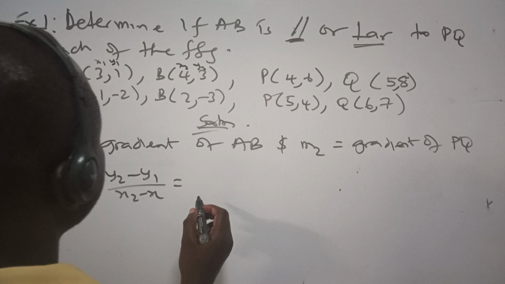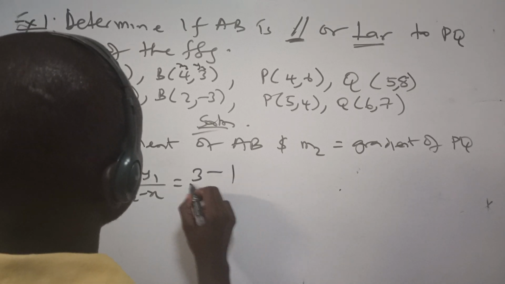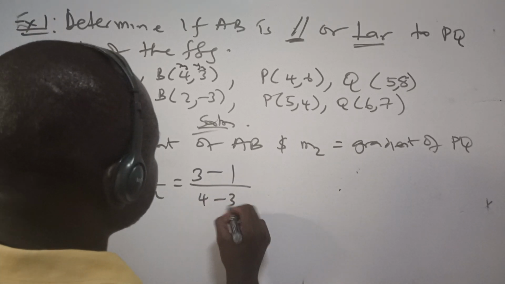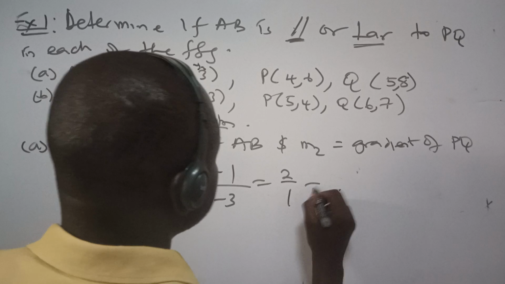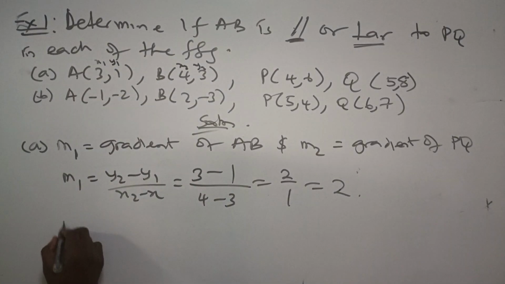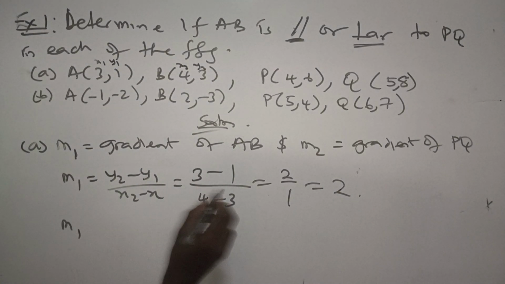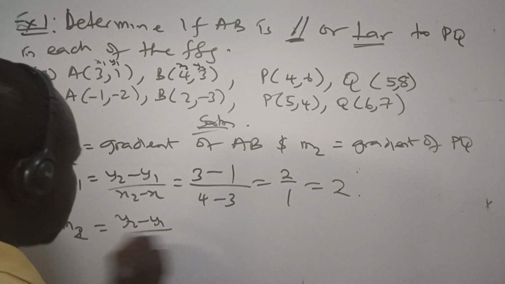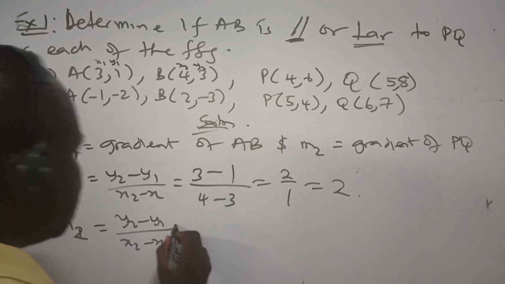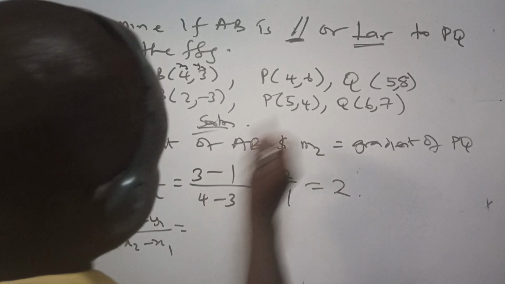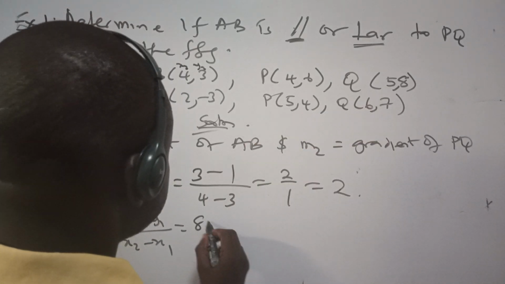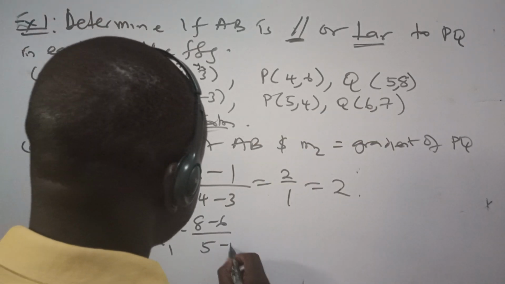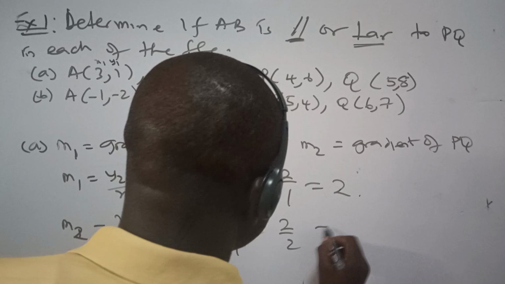So from here, we are going to have 3 minus 1 all over 4 minus 3. And that will be 2 all over 1, which is equal to 2. So the gradient M1 is 2. Then the second gradient, Y2 minus Y1 all over X2 minus X1. So in this case, for PQ, I'm going to have 8 minus 6 all over 5 minus 4. And that will be 2 all over 2, which is equal to 1.